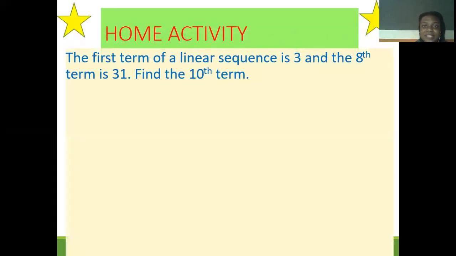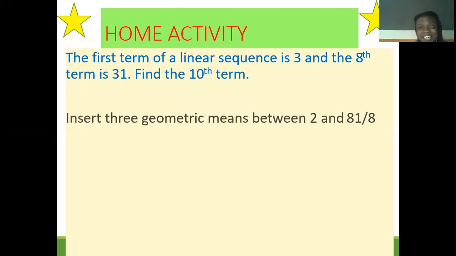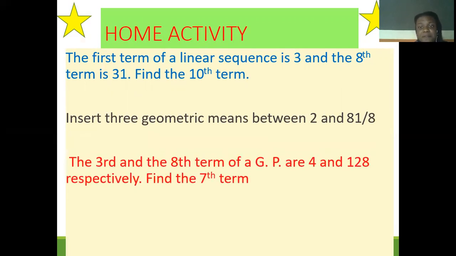So I want you to take note of all these things we've said and try to apply them to further questions on your own. I'm going to give you some to do. So look at these questions. The first term of a linear sequence is 3, the 8th term is 31. Find the 10th term. Then insert 3 geometric means between 2 and 81 over 8. The third term and 8th term of a GP are 1 and 8 respectively. Find the 7th term. So try to solve these 3 questions.